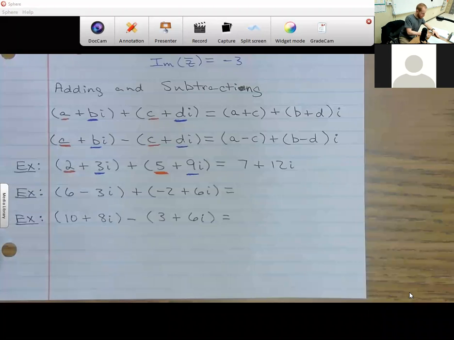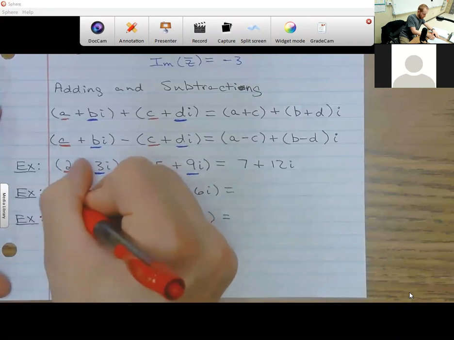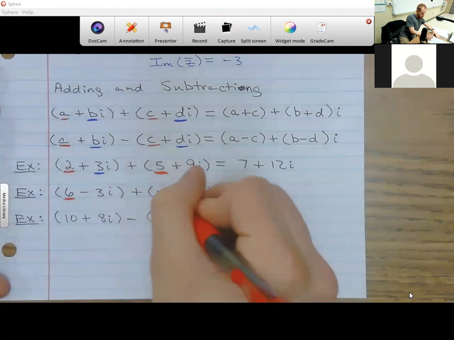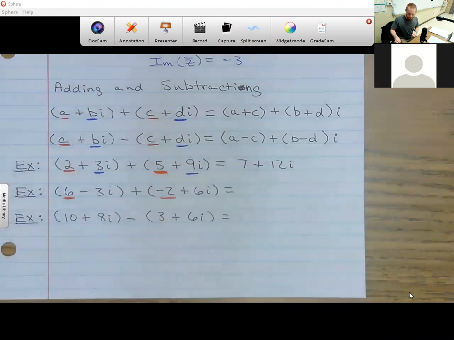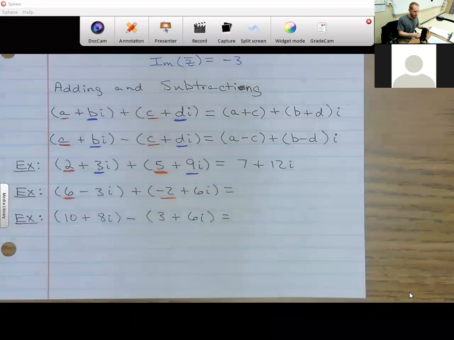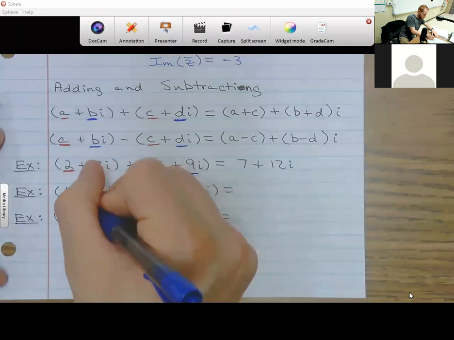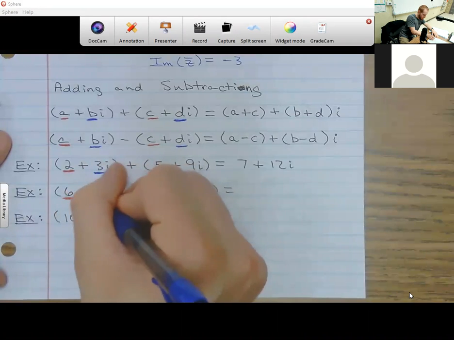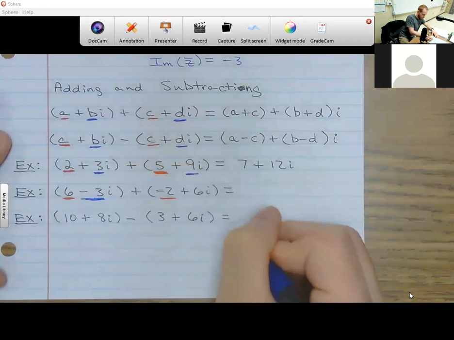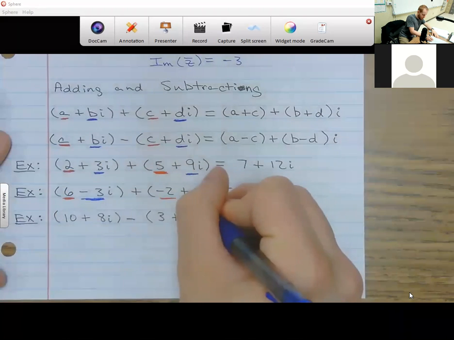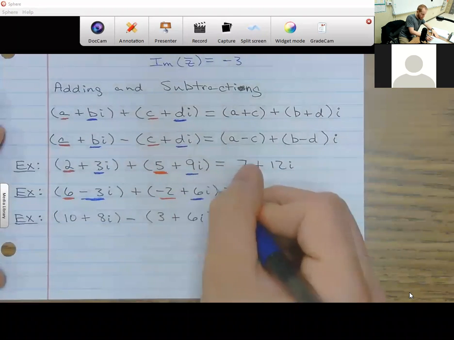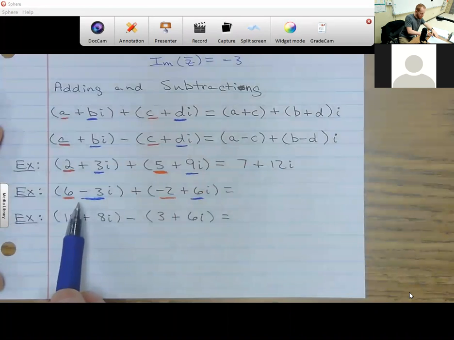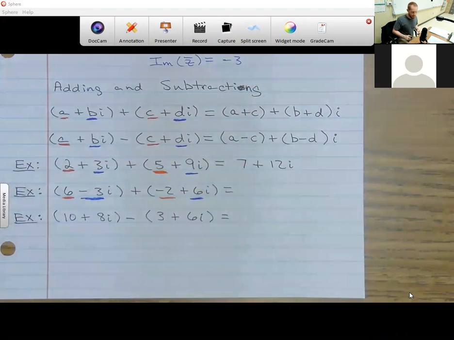Okay, so I underline my real parts in red. That means the 6 and the -2 are my real parts. And then I underline my imaginary parts in blue. So the -3 and the +6. And I take care to underline that negative with it, because that's going to make it a -3, right?